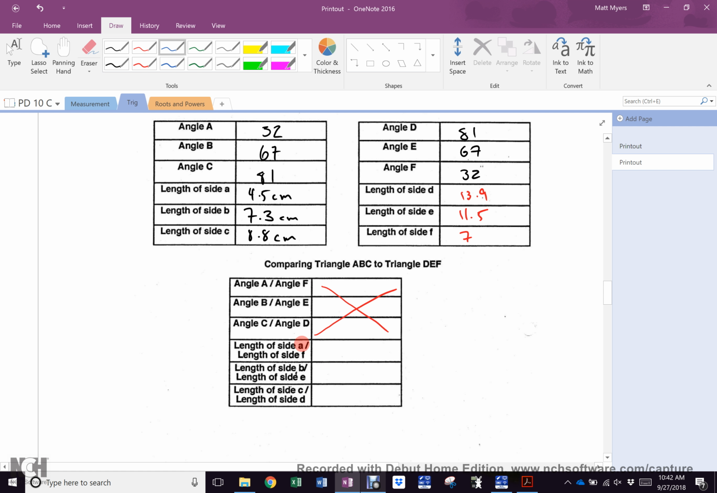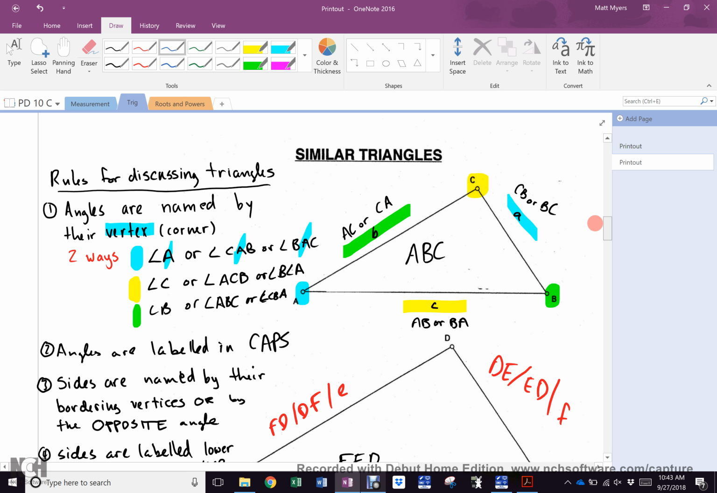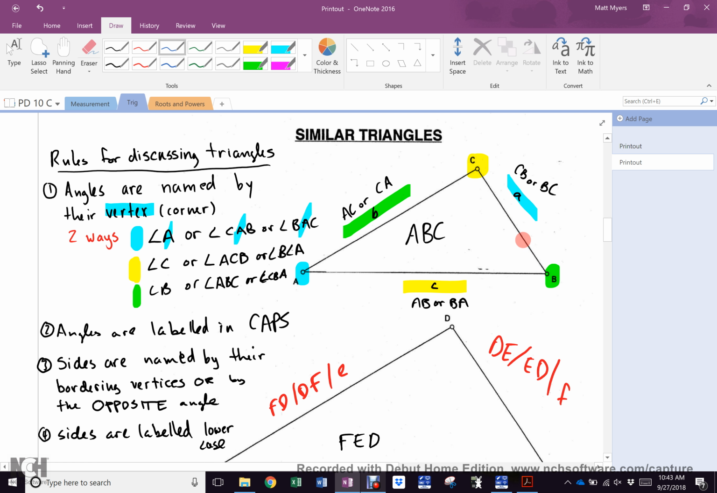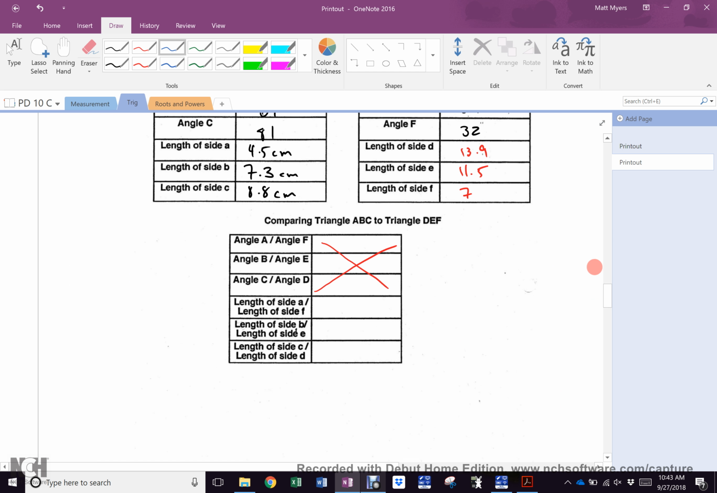But down here, why am I comparing side A to side F? Because they're the same side in the triangles, yes? Side A goes between C and B, this short side, and side F goes on the short side. Everybody cool? So, again, most of you know where I'm going with this. What is side A, which is 4.5, divided by side F, which is 7? What do I get? Use your calculator.